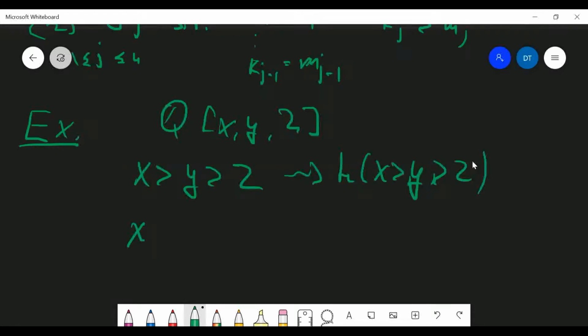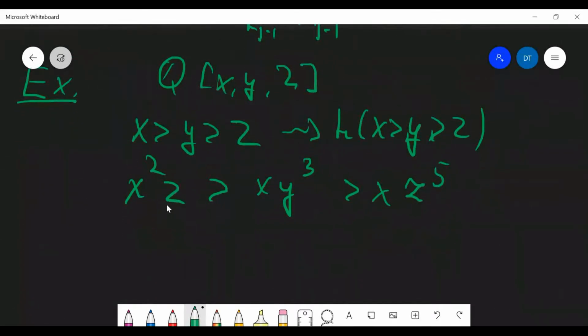For example, x squared z will be strictly larger than x y cubed, and this one is strictly larger than x z to the 5. Let me explain why, just in case. When you compare these two, first of all, you need to check the degree of the largest variable. The largest variable here is x, and here x has degree 2, and here x has degree 1, so this one is larger.